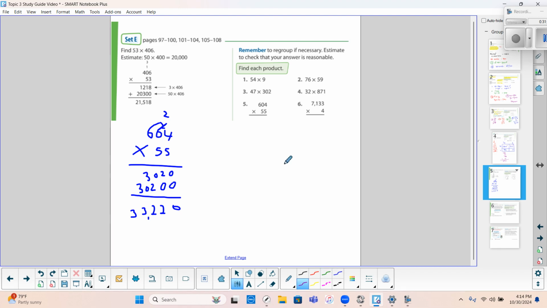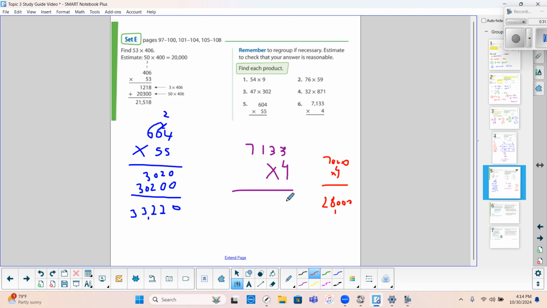And the last one, 4 times 7,133. By the way, let's estimate first. It's what the instructions are asking us to do. 4 times 7,000, we'd expect the answer to be about 28,000. So this is an estimate. Now let's do the actual math.